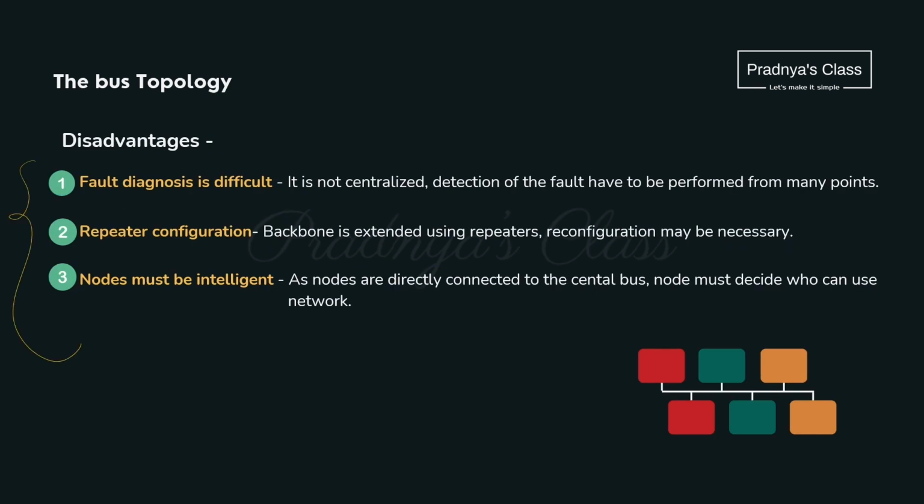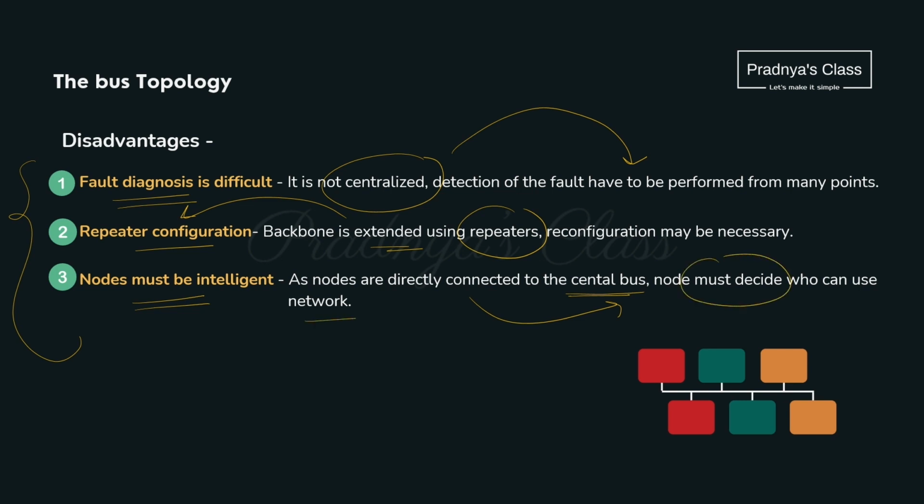Then what about the disadvantages? Fault diagnosis is difficult. It is not centralized, that's why finding out the faulty node will be difficult. To extend node we are using repeaters, so we need to reconfigure the repeaters every time when we want to add some nodes. Here the nodes are intelligent. As it is connected to the central bus, the node must decide who can use the network.